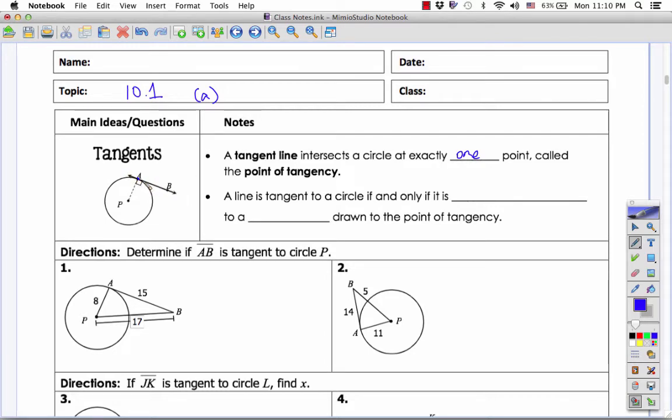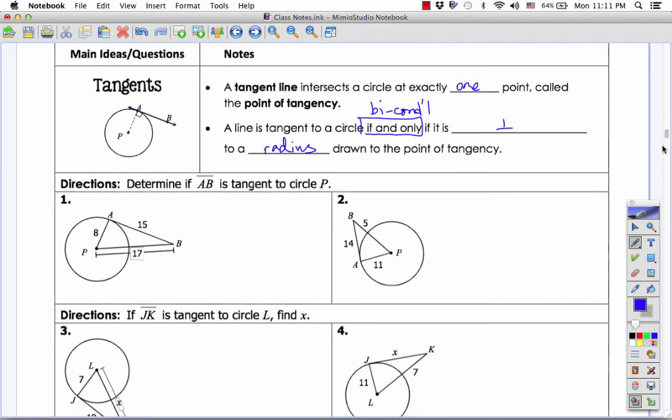Now let's look at this line. It says a line is tangent to a circle if and only if, biconditional, if and only if it is perpendicular to a radius. And in our example, look at line AB is perpendicular to PA, and that radius is between the center and the point of tangency. And now we have a 90 degree there, and that's how we know AB is perpendicular.